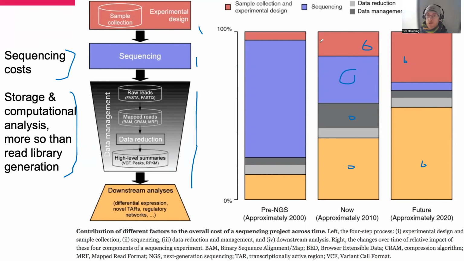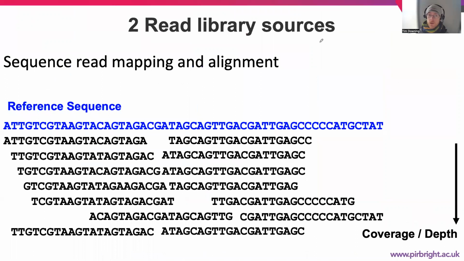So what we want to do at the end is to take our reads and map them to a reference like the blue one shown here. We have our black reads mapped to this reference as shown here.